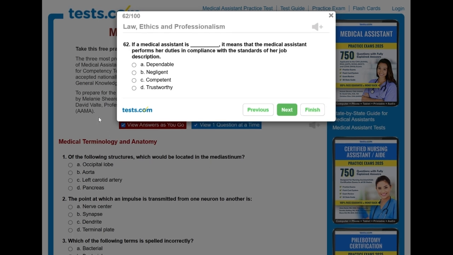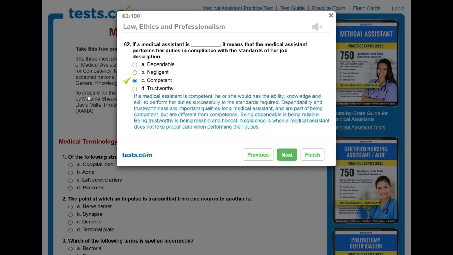Question 62. If a medical assistant is blank, it means that the medical assistant performs her duties in compliance with the standards of her job description. A. Dependable. B. Negligent. C. Competent. D. Trustworthy. C. Competent.